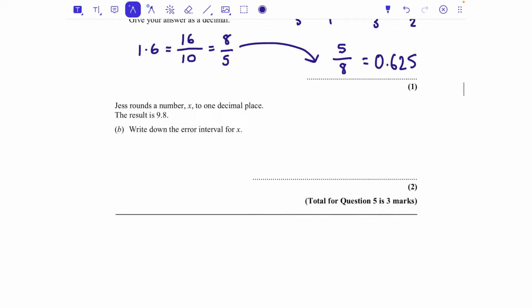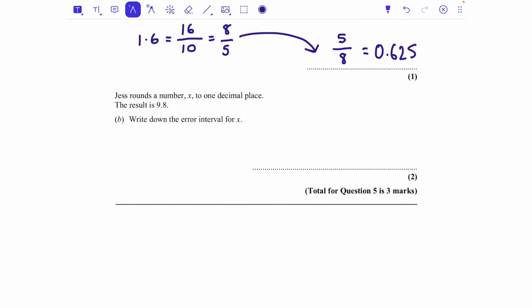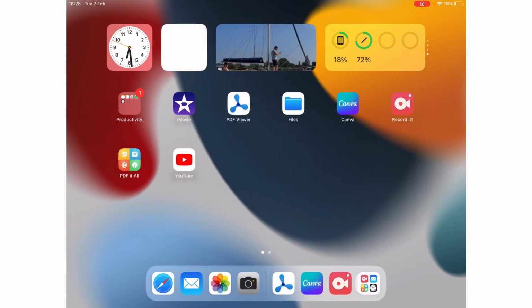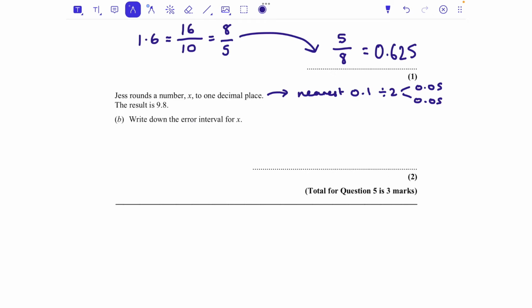Great. Jess rounds a number x to one decimal place. The result is 9.8. Write down the error interval for x. So when you've rounded to the nearest one decimal place, you've rounded to the nearest 0.1. You're going to divide that by 2, and that means we're going to put 0.05 above and 0.05 below.